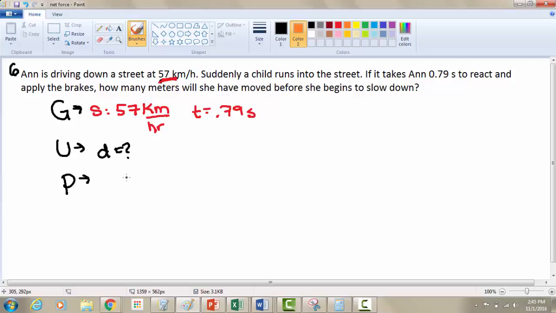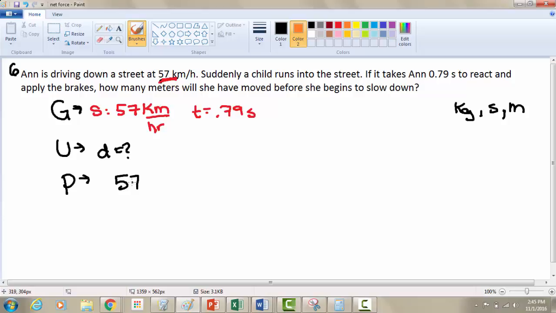P stands for proper units. We need to return to the given information, kilometers, hours, and seconds, and decide which one of these are in proper units and which ones need to be converted. Again, in physics class, we use kilograms for mass, seconds for time, and meters for distance. So we're going to have to convert the kilometers and hours to meters and seconds.